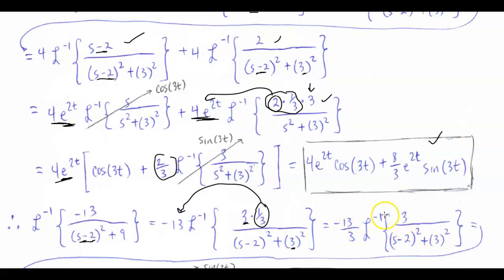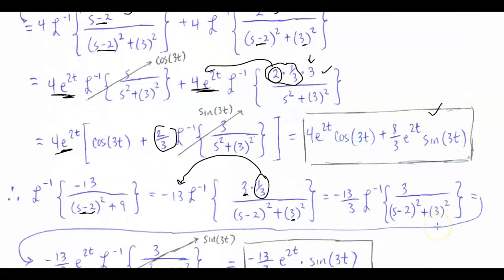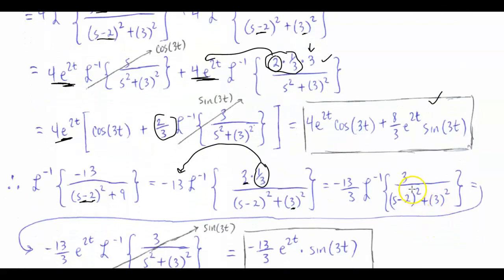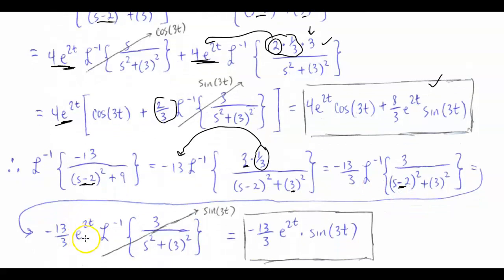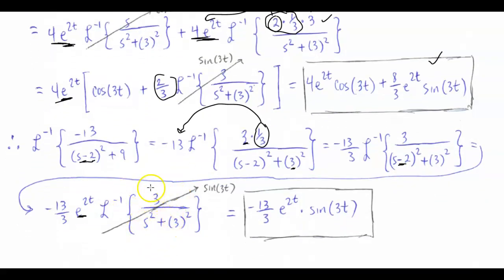And then what I have here is essentially going to be sine of 3t, but with a shift. So I take care of the shift. And then after I take care of the shift, I'm finally to where I can just say, hey, the rest of this is just sine of 3t. And I end up with my expression there.